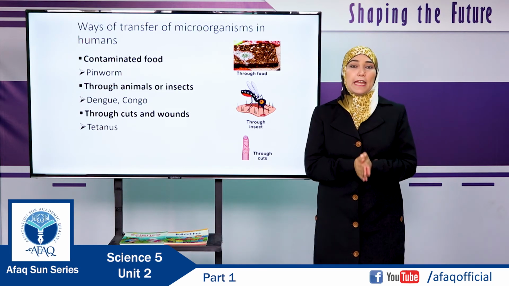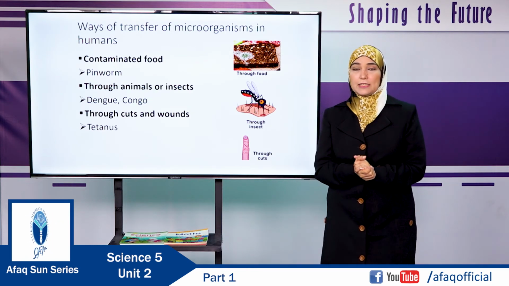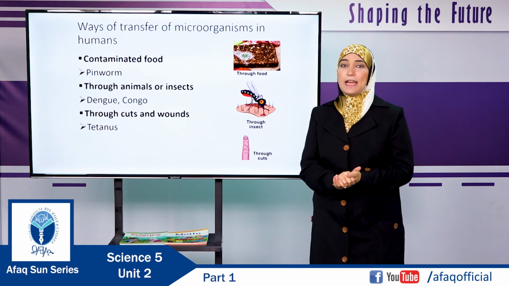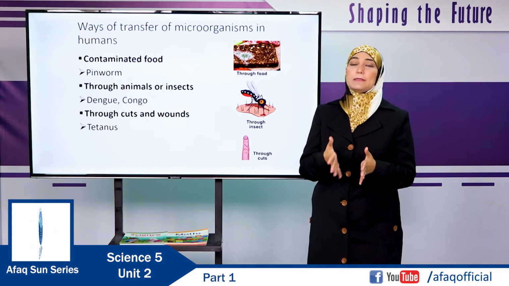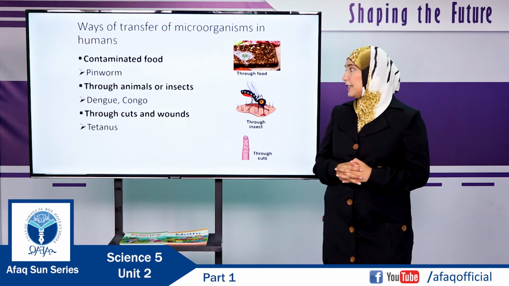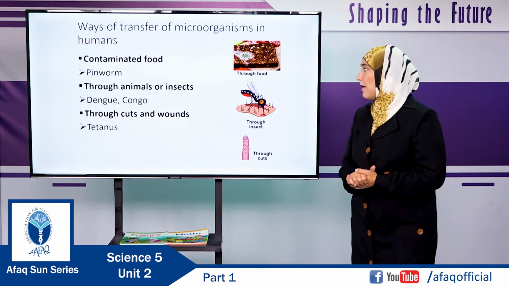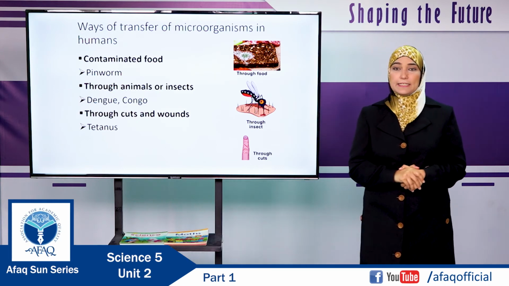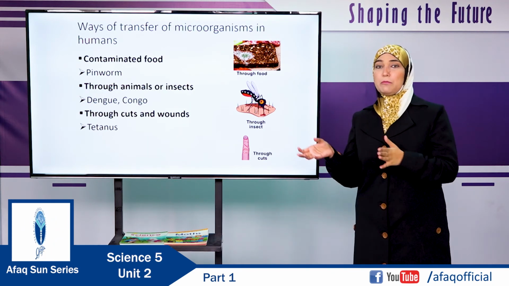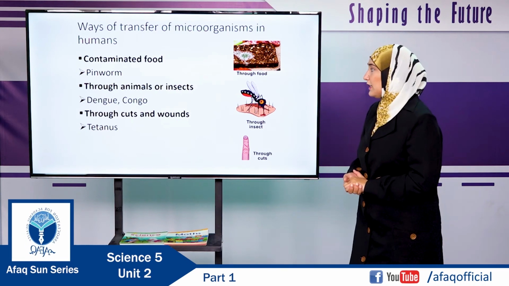Some microorganisms enter the human body through contaminated food. When you eat food which is spoiled or contains microorganisms, you may get ill. Pinworm is a disease in which microorganisms enter the body through contaminated food. Another way of transfer of disease is through an animal or an insect. Diseases like dengue and Congo are transferred through animals or insects. The virus of dengue is present in the body of the mosquito. When that mosquito bites you, that virus transfers into your body and you can get that disease.